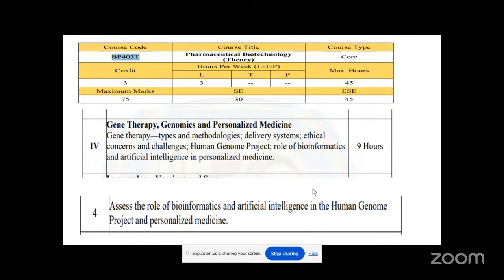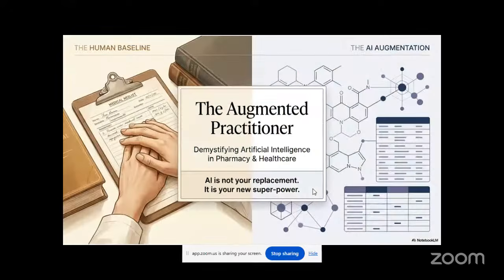In that, the topics are gene therapy, types, methodologies, delivery systems, ethical concerns and challenges. Apart from that, the Human Genome Project, and the role of bioinformatics and artificial intelligence in personalized medicine. So we'll be discussing how AI will help in designing personalized medicine. The objective of the unit is to assess the role of bioinformatics and artificial intelligence in the Human Genome Project and personalized medicine. So first I will take you to Google.